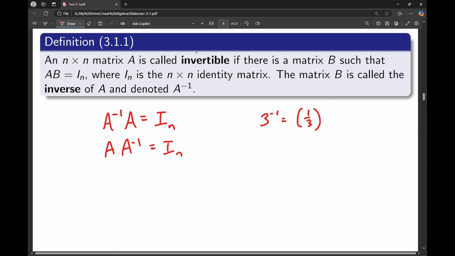And then we're using the word invertible because some things are invertible. 3 is invertible. 0 is not invertible because there's nothing that undoes multiplying by 0. Now with numbers, 0 is the only uninvertible number. But with matrices, there's lots of matrices that are not invertible. That's why we have to have this definition.